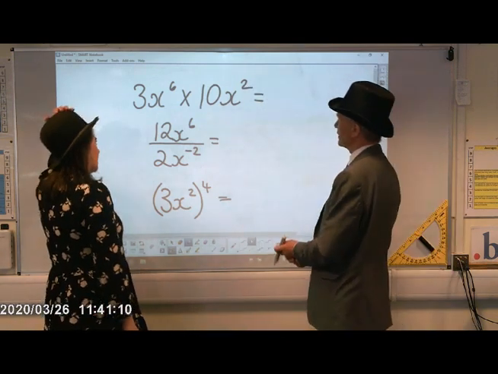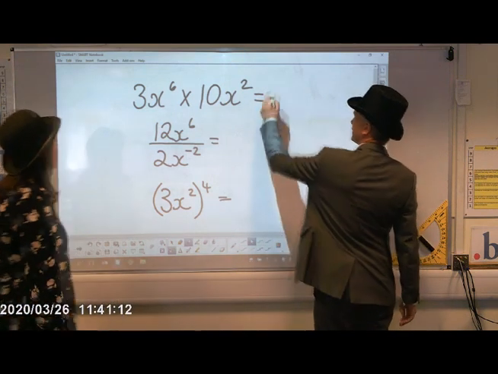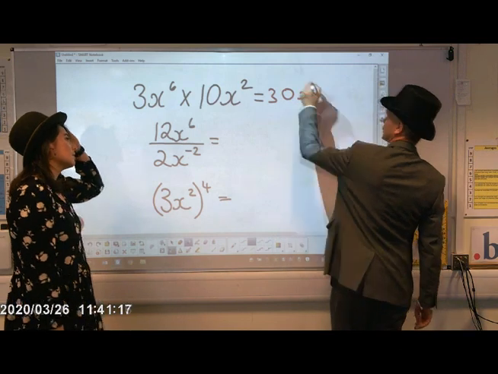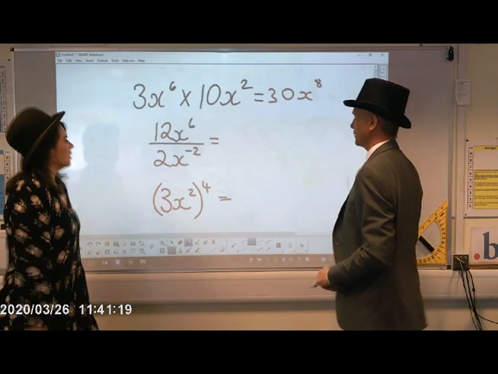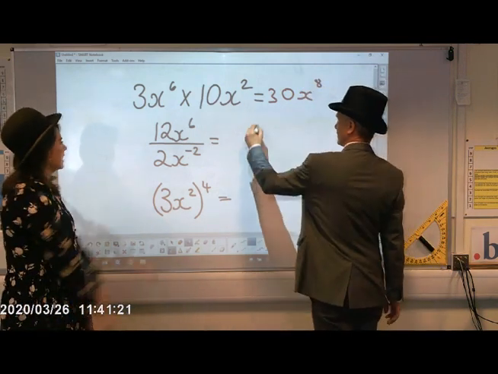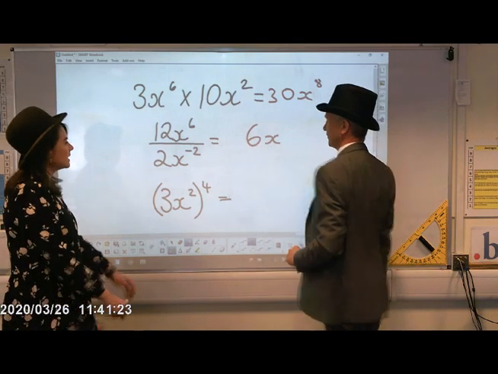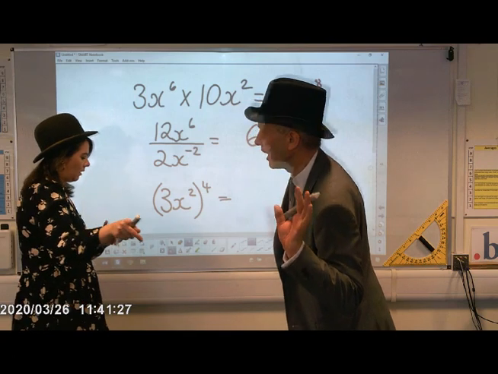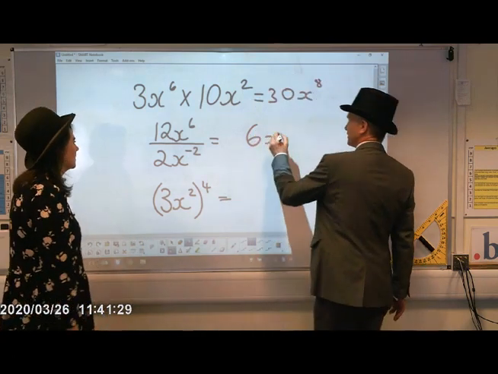So, we're going to multiply 10 times 3, that's 30. And then the x, and then we're going to add the powers, so 6 plus 2 is 8. Beautiful. Next one. 12 divided by 2 is 6. Then we've got 6 minus minus 2. 2 minuses make a plus. So 8.